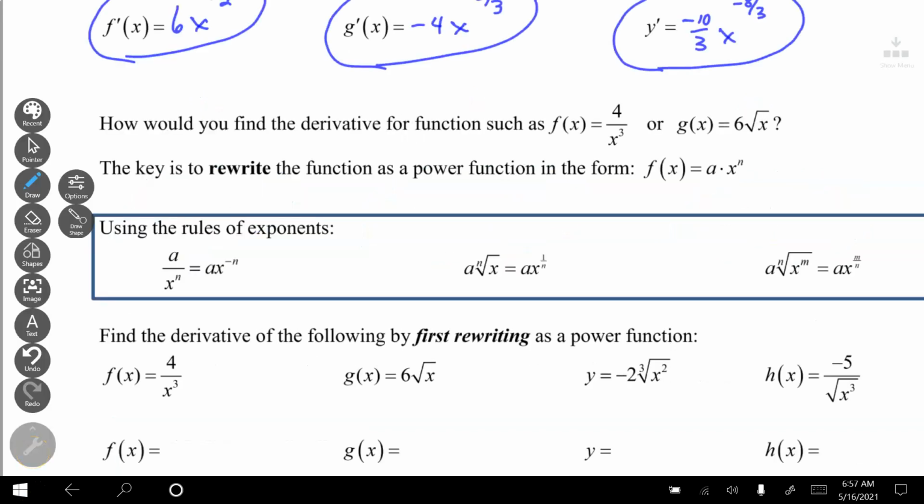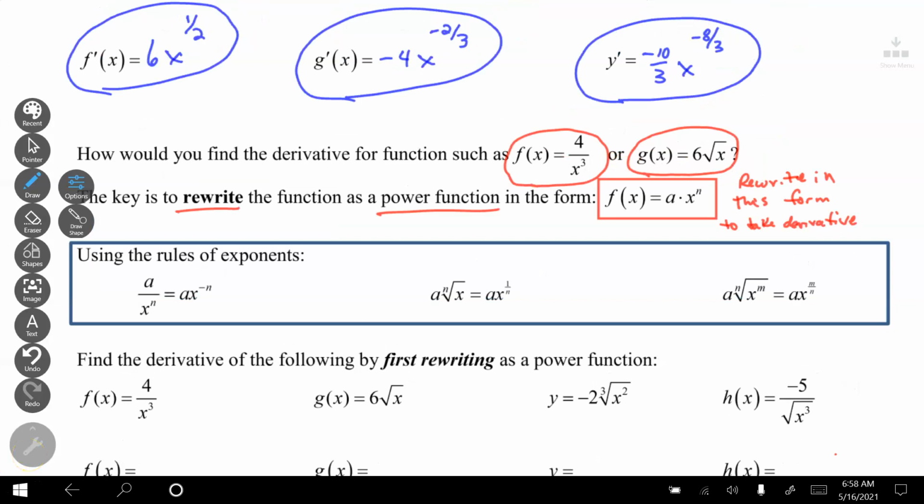So how do we handle functions that look like this? f of x equals 4 over x cubed, or g of x equals 6 times the square root of x. Well, the key is you have to rewrite them so they look like power functions, and they have to be in this form. I only can use this power rule, shortcut rule, if my function is in the a times x to the n form. So I'm going to have to rewrite.